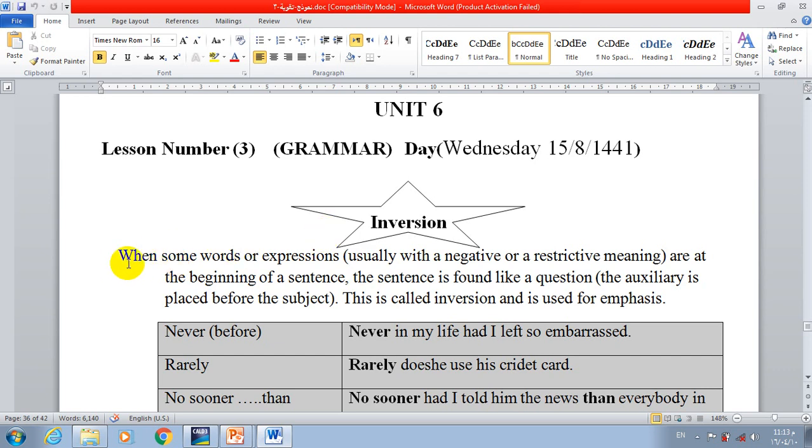We can say when some words or expressions, usually with a negative or a restrictive meaning, are at the beginning of a sentence, the sentence is formed like a question. The auxiliary is placed before the subject. So, I said the sentence is formed like a question. This is called inversion and is used for emphasis.